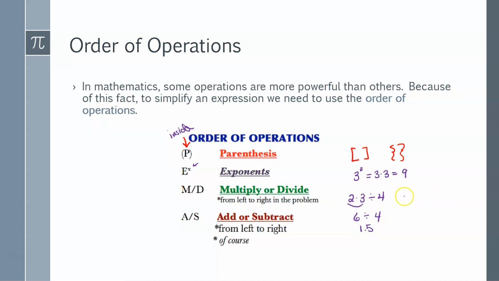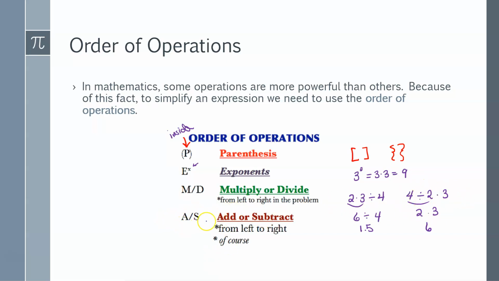Whereas if we had division first, so let's say it was 4 divided by 2 times 3, you'd actually have to do division first. So that'd be 2 times 3, which would be 6. If you had done that multiplication first, you would have actually gotten the wrong answer. So just be careful, it's left to right.